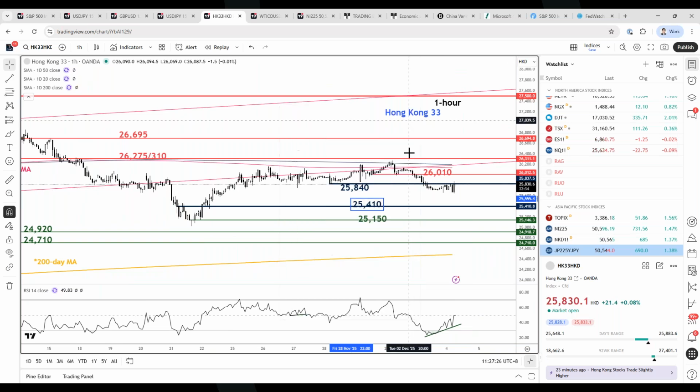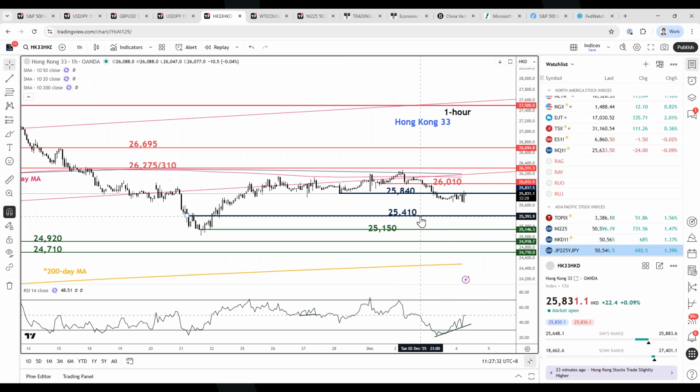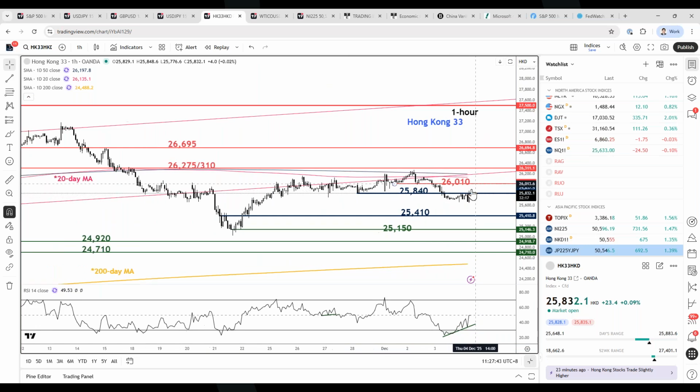Okay, so neutral between 25,840 and 25,410. So neutral between this. If we have an hourly close back up above 25,840, then yesterday's bearish movement will be negated, to see a potential recovery back towards 26,010, our first next recent level to watch, followed by the important 26,275/26,310, which price has been kept below since 18th of November this year.